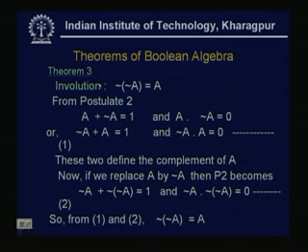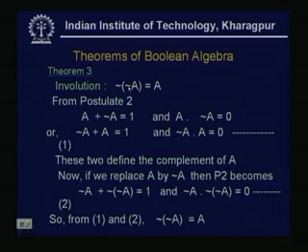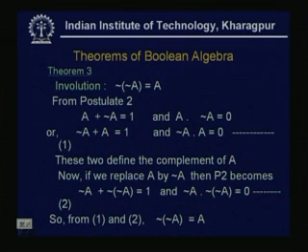Now, theorem 3 is the involution. What is the involution property? The negation of negation A: if I take one Boolean variable and take the complement twice, we will get the variable itself. Say A is a Boolean variable. First we take one complement of A, the negation of A. Again I take the complement of this, the complement of negation A, and we will get the variable itself, A.